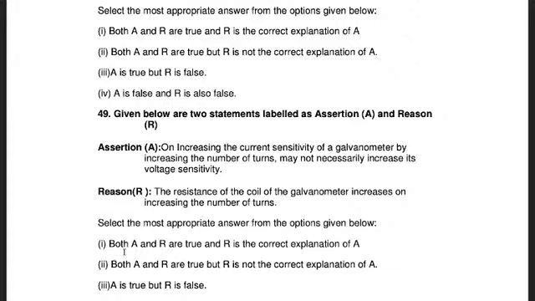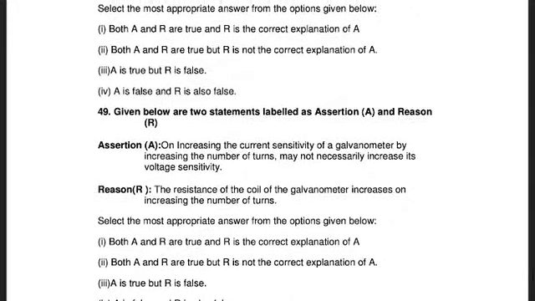Option 1, both A and R are true, and R is the correct explanation of A. Option 2, both A and R are true, but R is not the correct explanation of A. Option 3, A is true, but R is false. Option 4, A is false and R is also false.